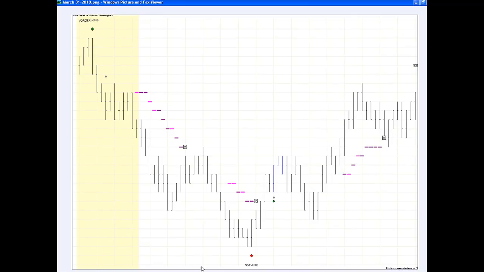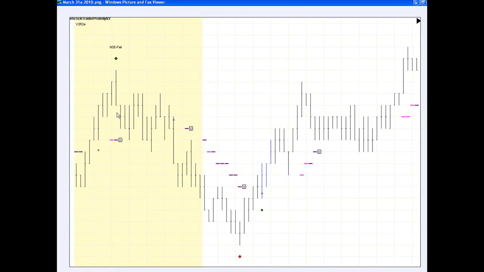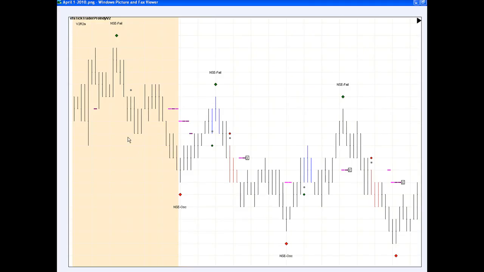Let's move on to March 31st, coming out of no zone again. First normal system entry, nice winner. And then here's one more for the 31st. Out of no zone, another nice winner. Now April 1st, here's our first loser coming out of no zone.